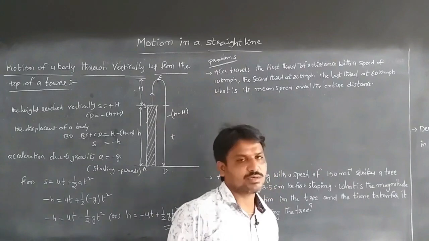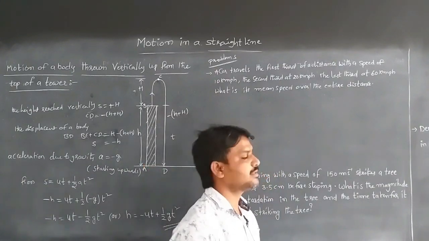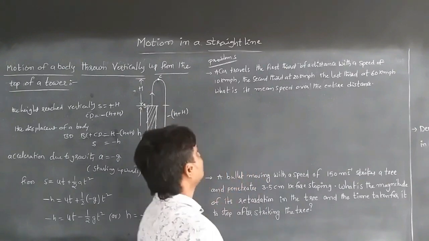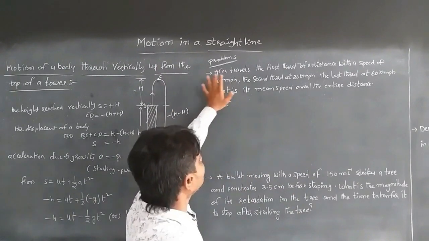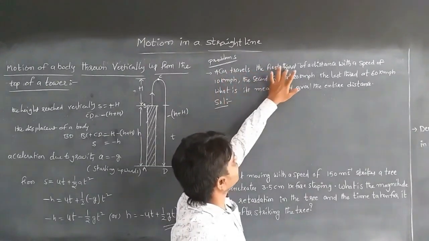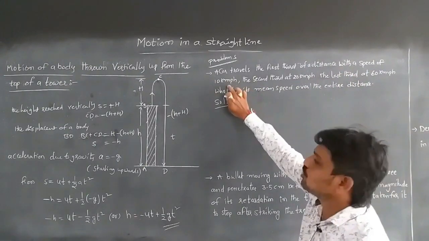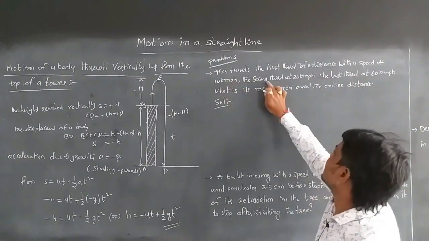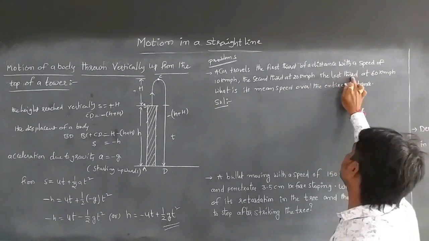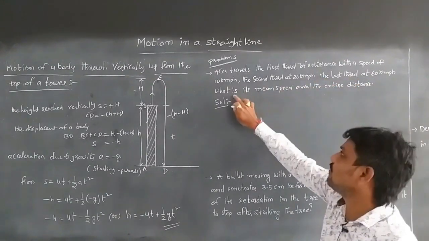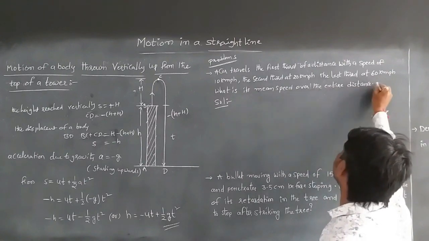Let's discuss some problems in motion in a straight line. From the start, here we are discussing a car that travels the first third of a distance with a speed of 10 km per hour, the second third at 20 km per hour, and the last third at 60 km per hour. What is its mean speed over the entire distance?